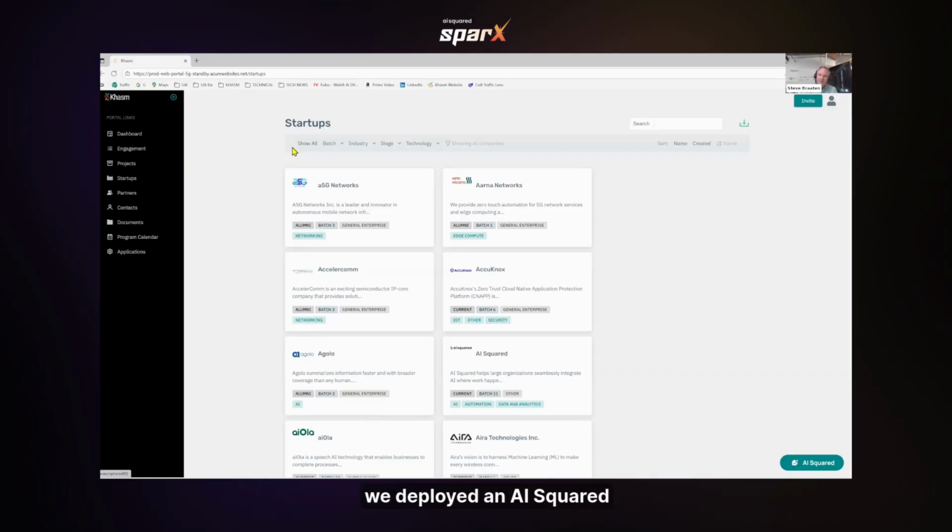We deployed an AI squared chatbot. The chatbot is down, hopefully you can see my mouse, it's down the lower right. It's set up like any other chatbot that you might have encountered, but this one's special because this one's going to take a look at our enterprise data.